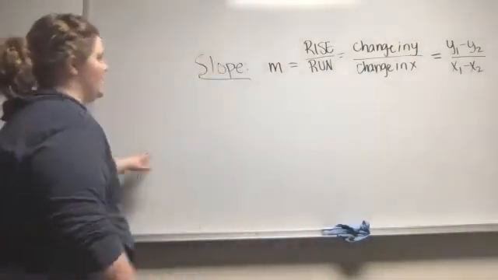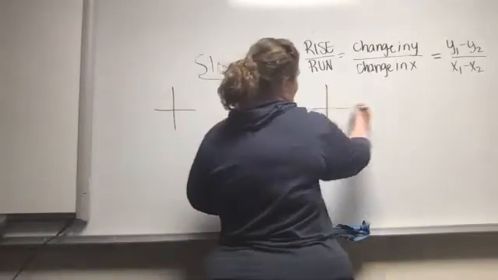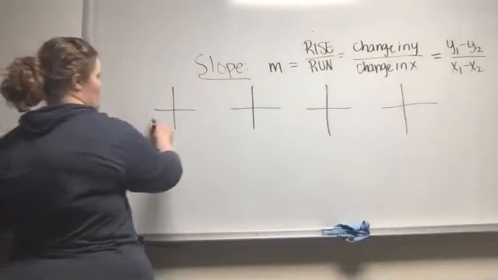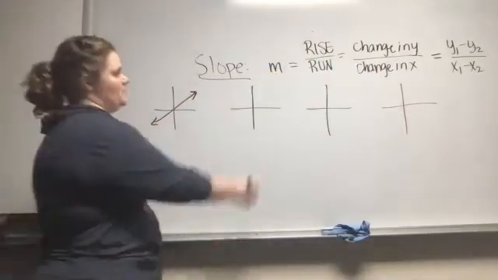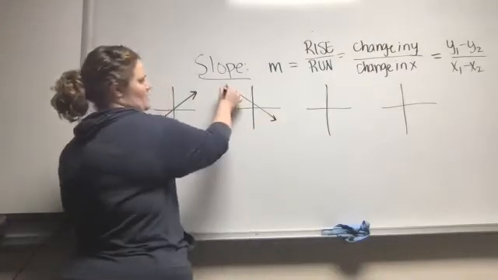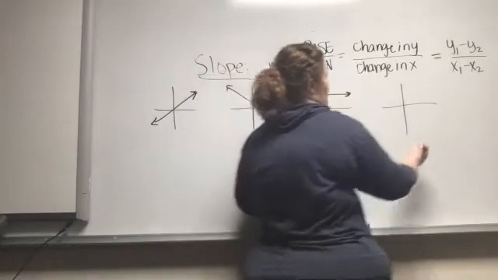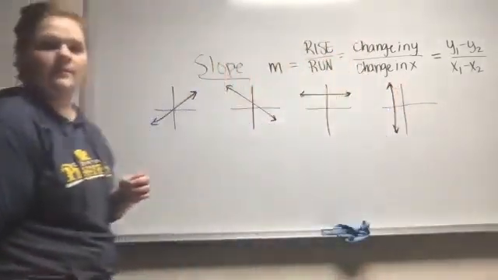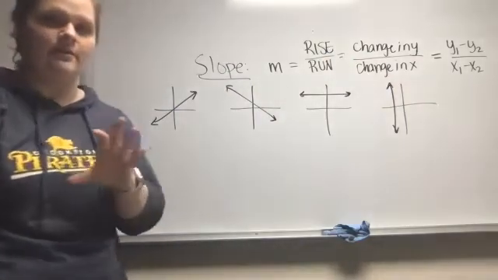Now I want you to draw 4 different graphs on your paper, and we're going to label them. I'm going to draw a graph that looks like this. Then I'm going to draw a graph that looks like this. Then a graph straight over, and then a graph straight up and down. Now we're going to give labels to those graphs.